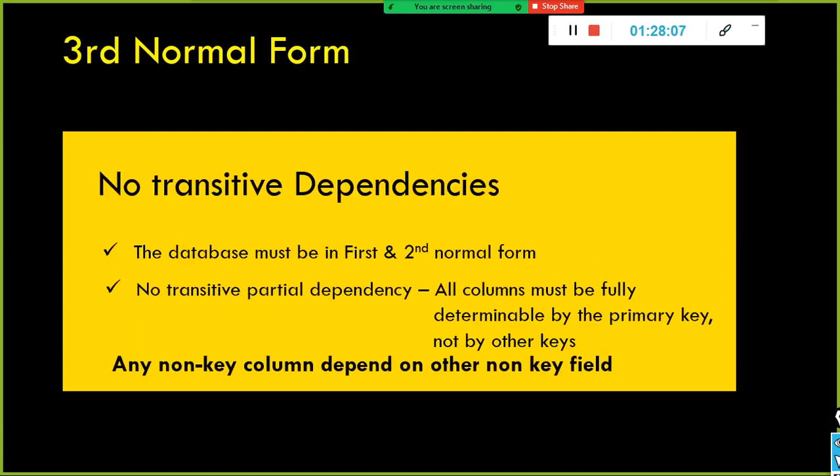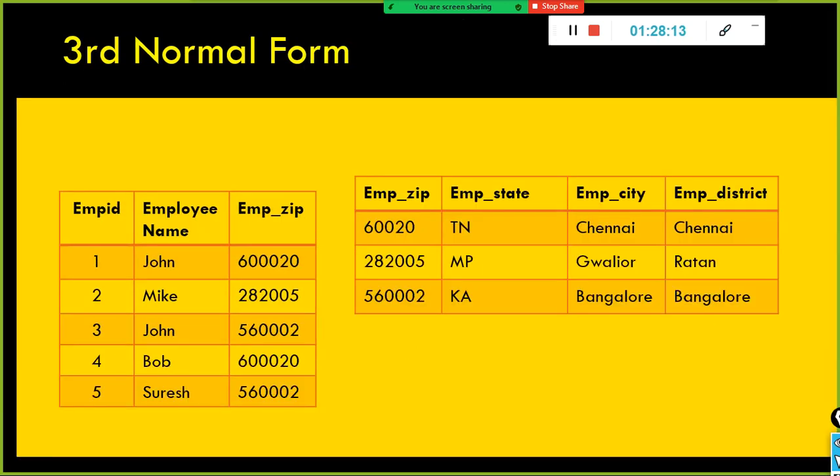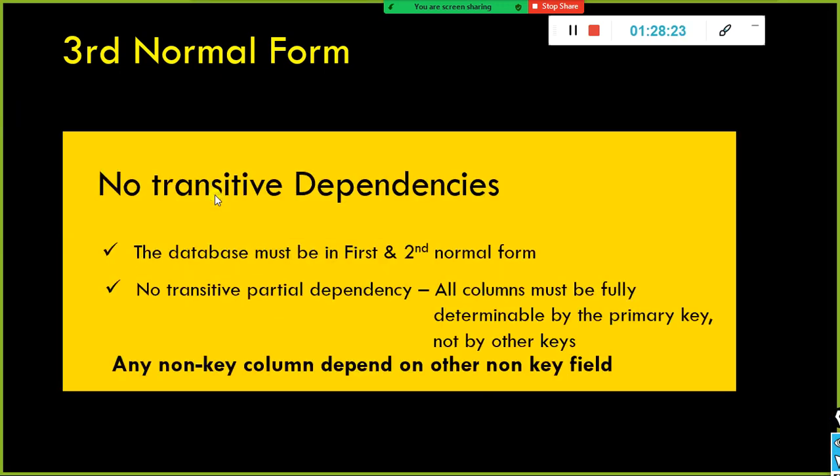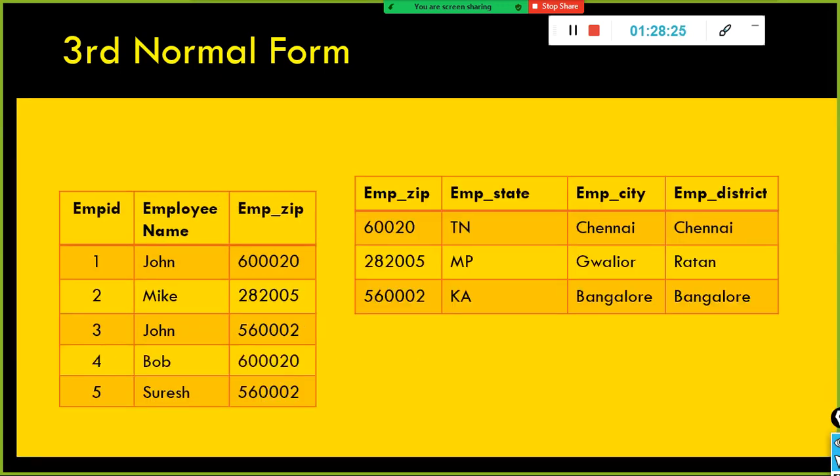And the next one is no transitive dependencies. All columns must be fully determined by the primary key, not by other keys. So look here, the employee ID, right? Look here, the Tamil Nadu, Chennai, right? The city, district, employee state. These are not fully determined by the primary key, right? So with primary key, can we identify the state, city, and district? No, right? With primary key, you cannot identify this fully, right?